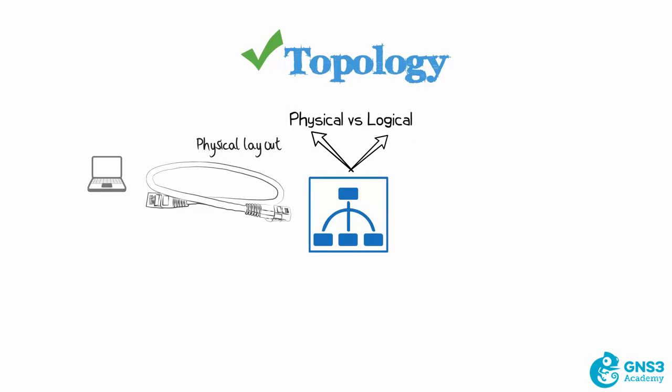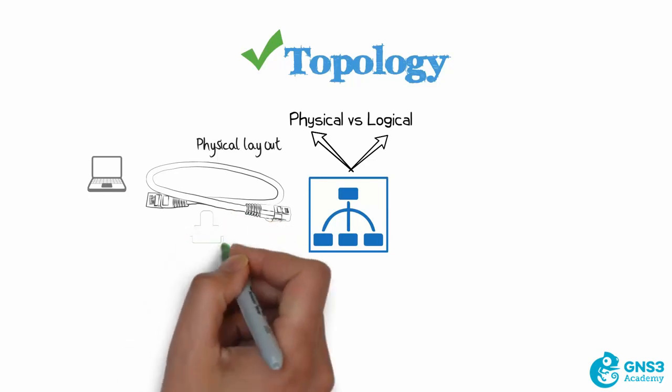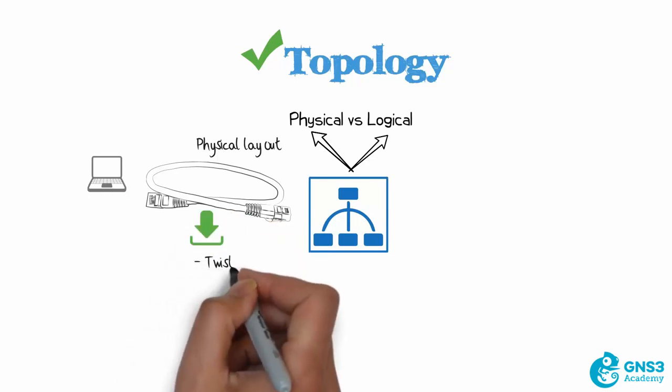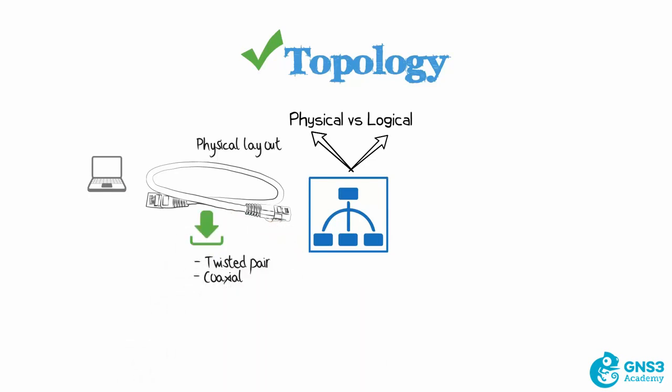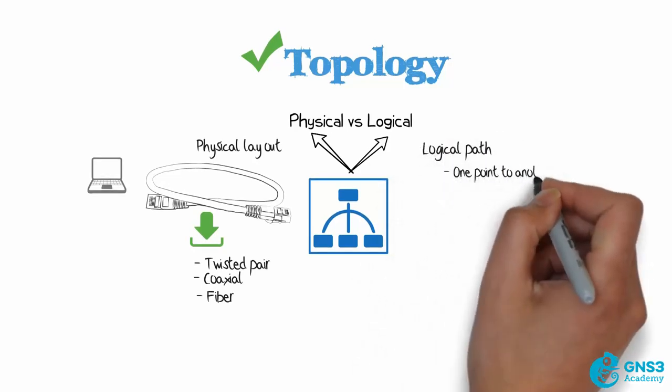You must match the appropriate physical topology to the type of cabling that you will install, which may be twisted pair, coaxial cabling, or fiber cabling as an example. Understanding the type of cabling used is important in each type of physical topology. The logical topology, however, defines the logical path that data will travel from one point to another.